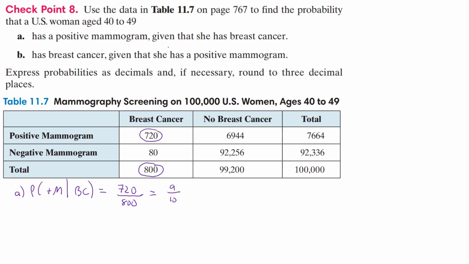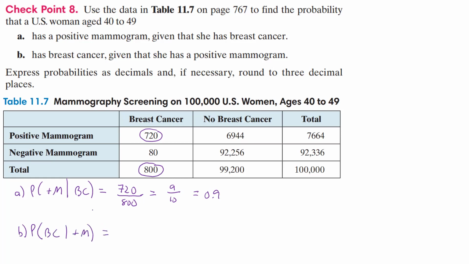Now they want this as decimals, I guess. So we actually just want 0.9. Okay, so that one we just needed to have as a decimal. All right, so that's A. What about B? In this case, we want it the other way around. We want the probability you have breast cancer given you have a positive mammogram.